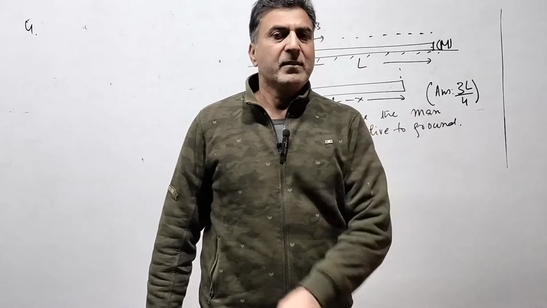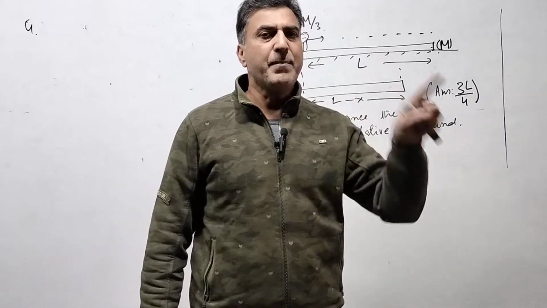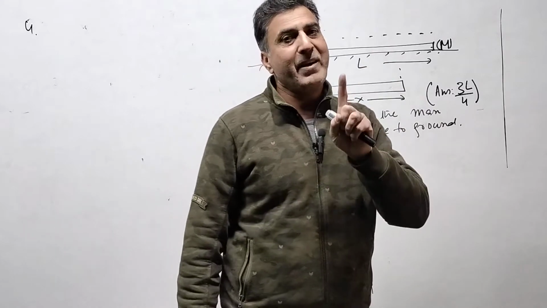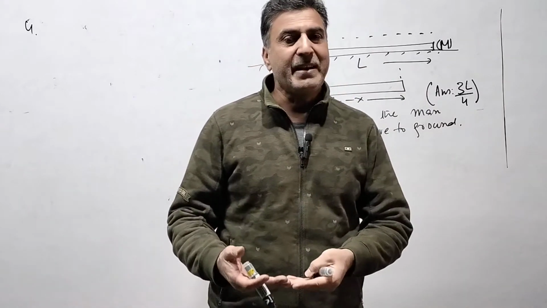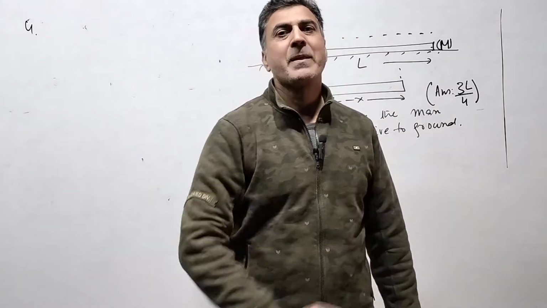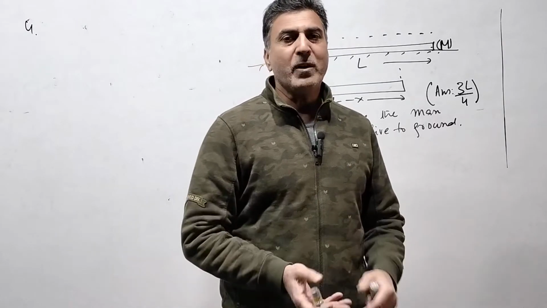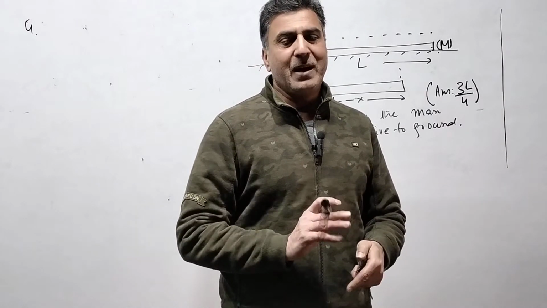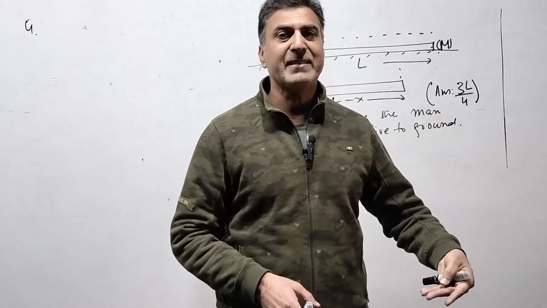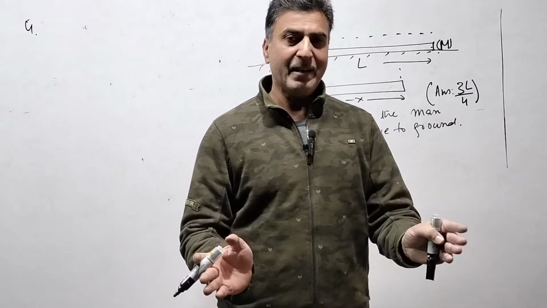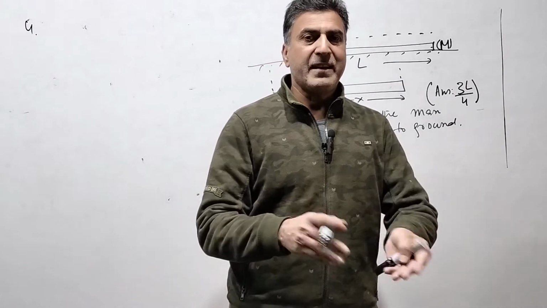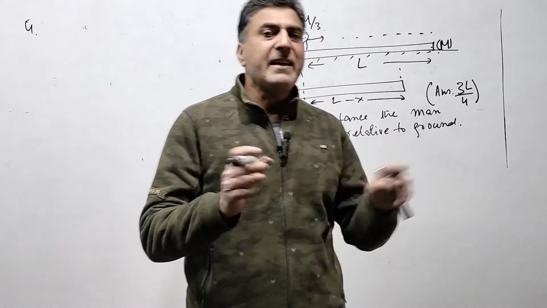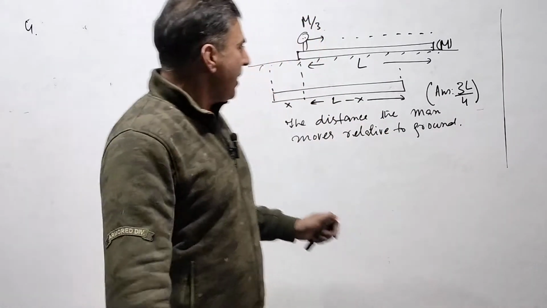The center of mass of the system of man and plank should remain where it is. So the man takes the center of mass of the system in the forward direction when he moves forward. Therefore, the remaining part of the system, I mean the plank, should take the center of mass in the backward direction, so that the net effect on the center of mass is zero and the center of mass remains at rest.